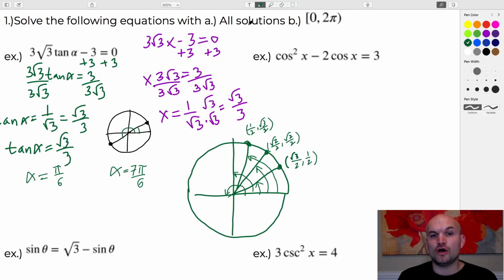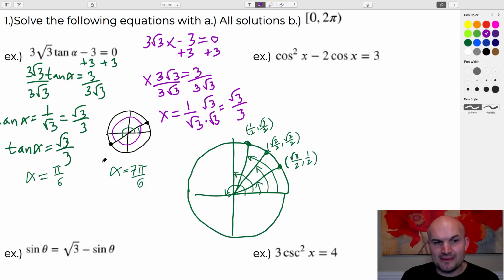right? But if we want to find all solutions, remember that like the graph of tangent, it continues. You have infinitely many intervals going around the unit circle, so there are going to be infinitely many solutions here. But how are these solutions related to one another? Hopefully you can see some patterns here. From pi over 6 to 7 pi over 6 is a distance of pi. And if I add pi again, I'm going to go back to the same coordinate point.